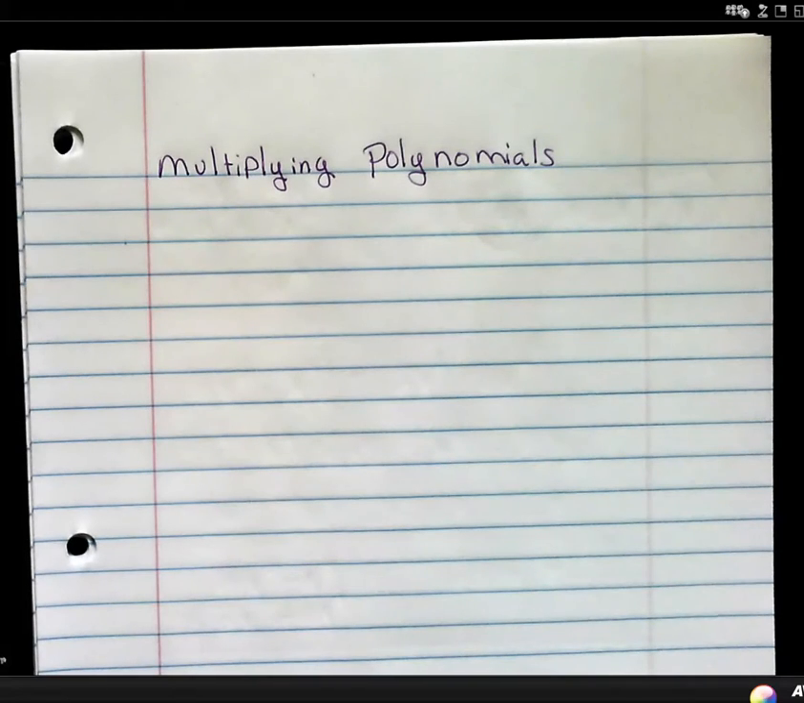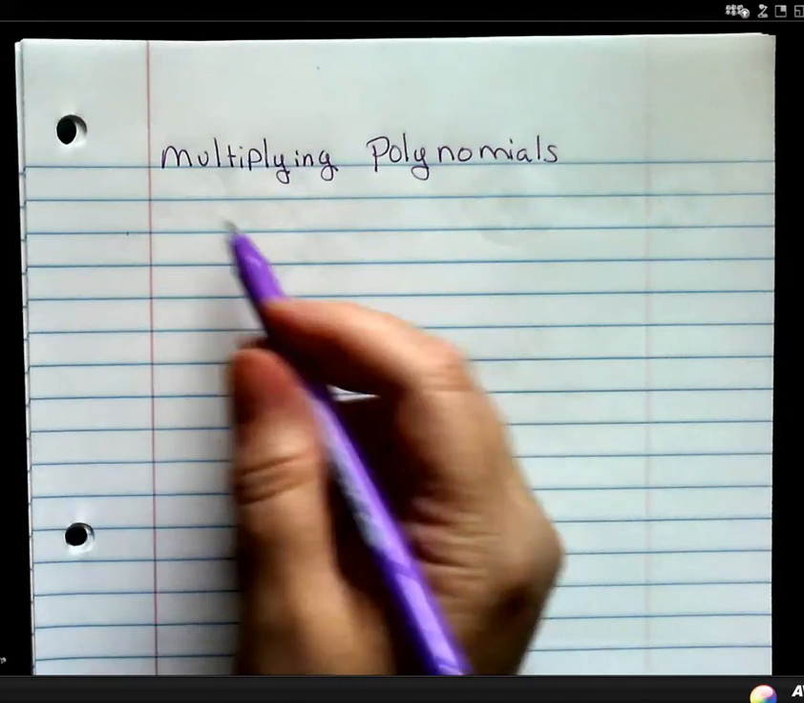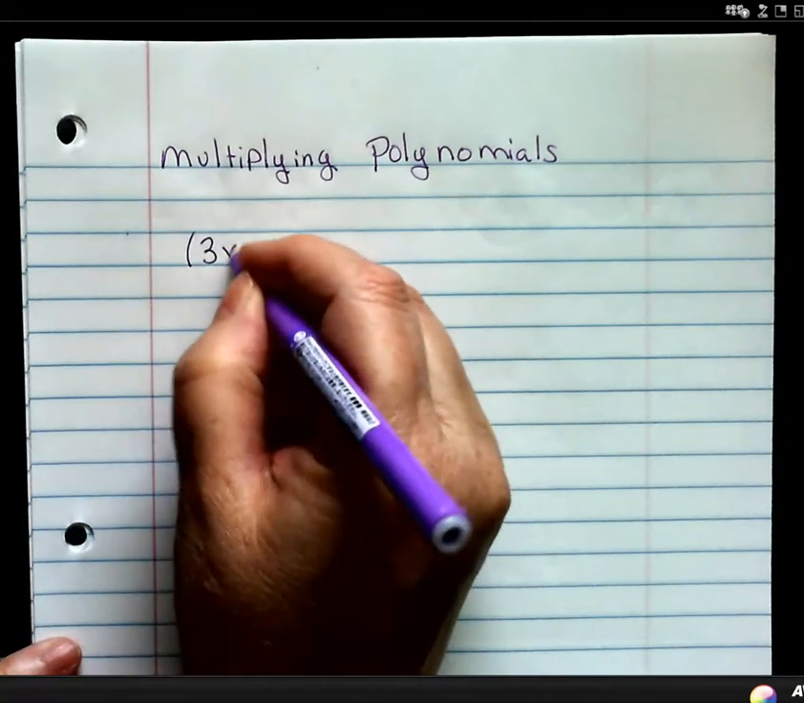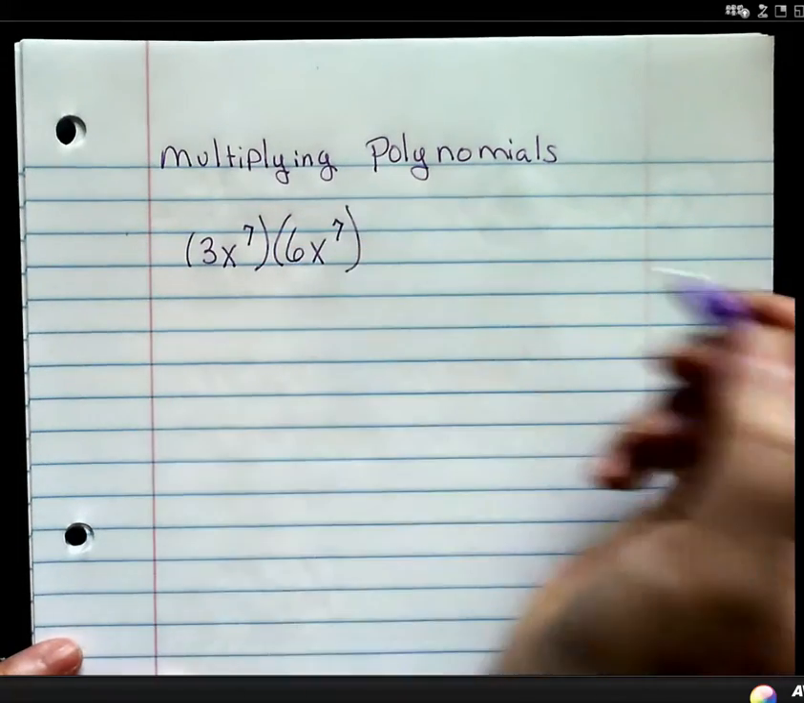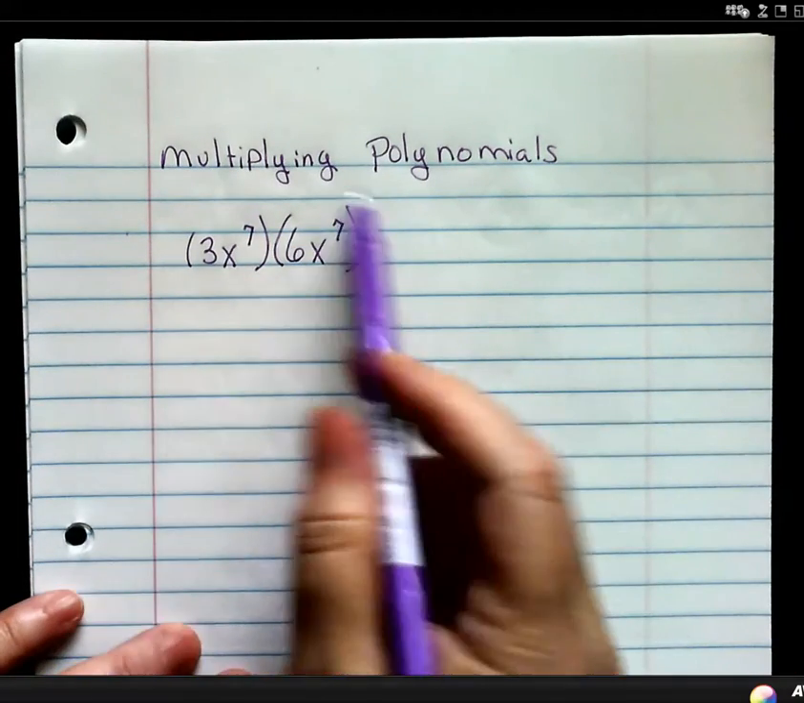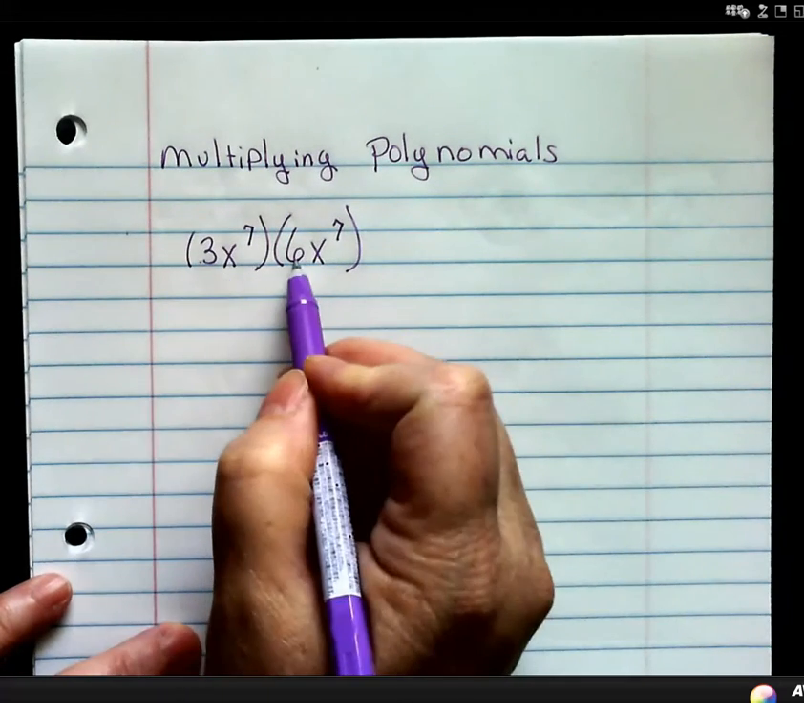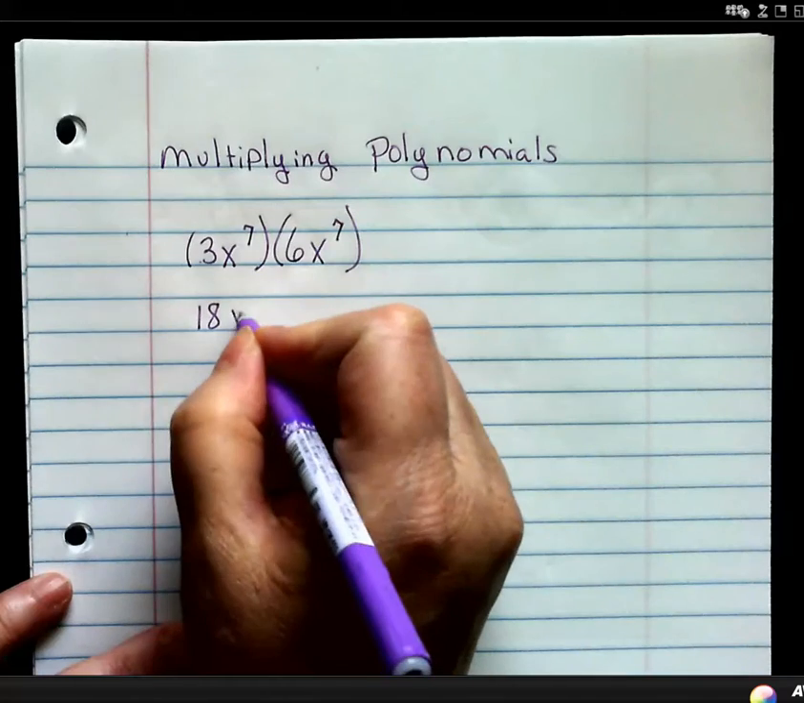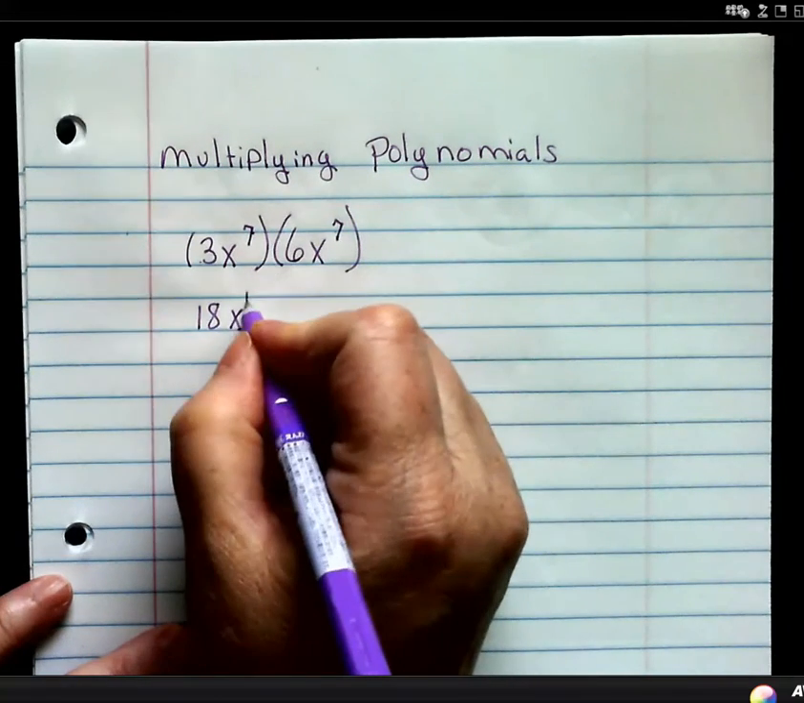Alright, so today we're going to talk about multiplying polynomials. When you multiply polynomials, you need to remember your product rules of exponents. For example, when I have 3x to the 7th times 6x to the 7th, since it's an all multiplication problem, you multiply your whole numbers first. What's 3 times 6? 18. And then your x, and remember you add your exponents when you're multiplying. So what's 7 plus 7? 14.